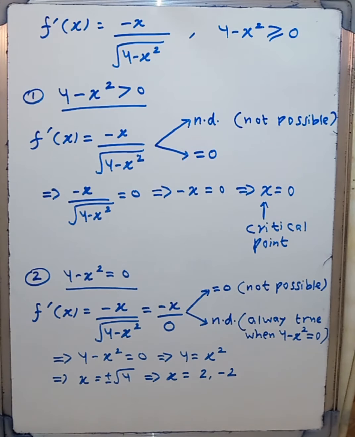But our domain is the closed interval [-2, 1]. Therefore, the positive 2 is out of our domain. So we have to reject this point. Whereas negative 2 is inside our domain. So we will consider negative 2. Therefore, we can say that x is equal to minus 2 is our critical point.